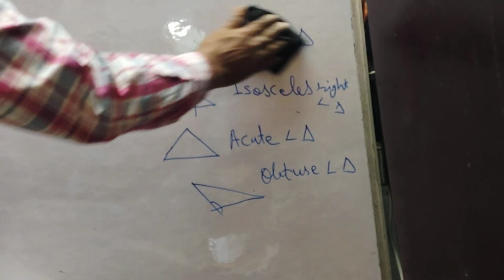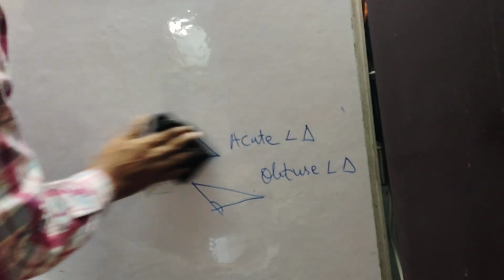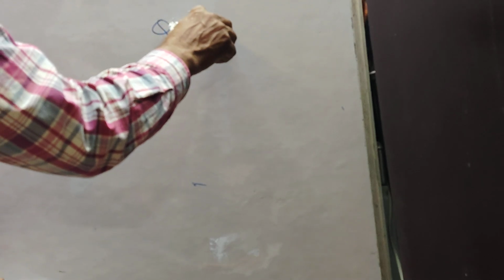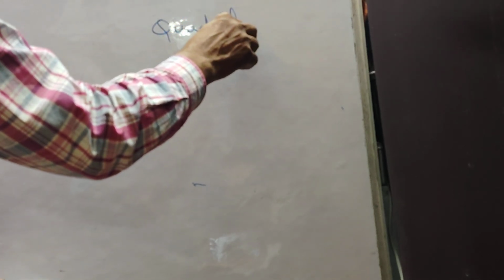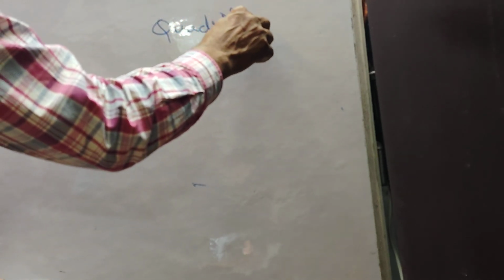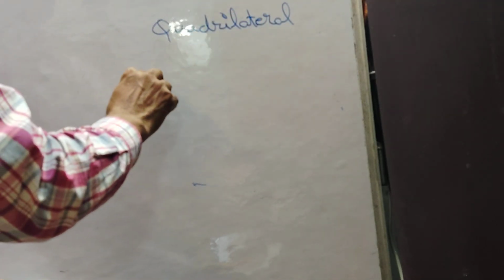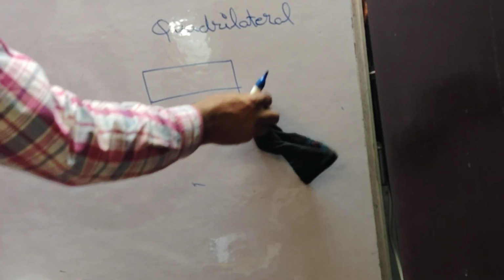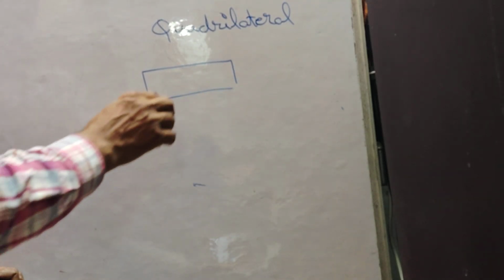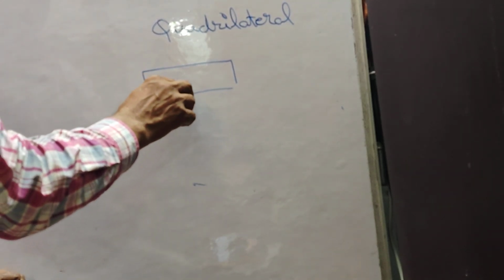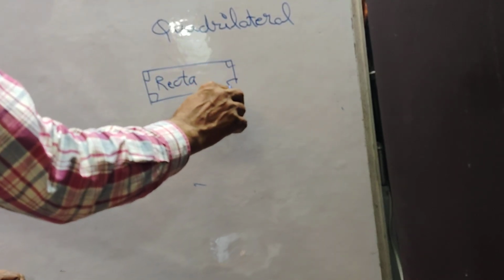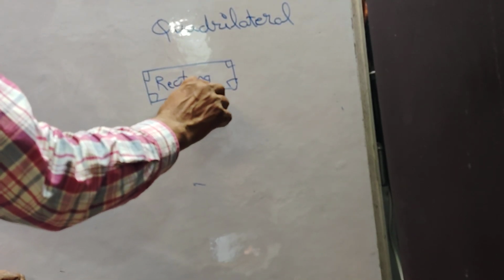Next is the 4-sided figure, that is called quadrilateral. So types of quadrilateral we now discuss. First, a simple quadrilateral: when opposite sides are equal and each angle is 90 degrees, it is called rectangle.